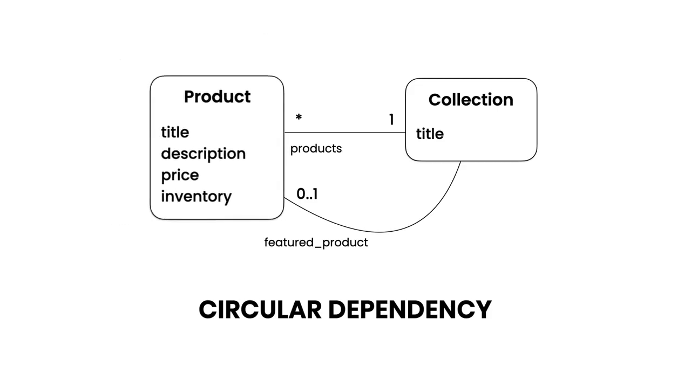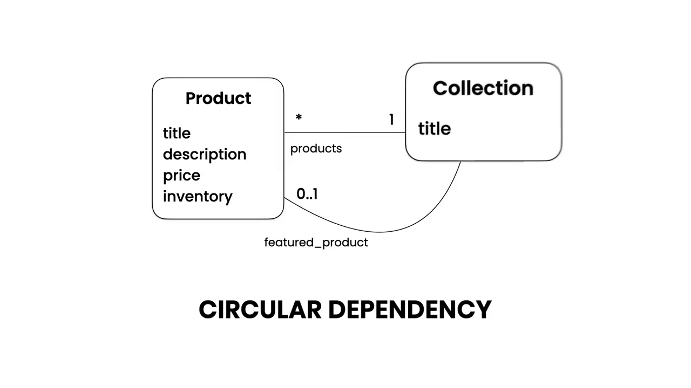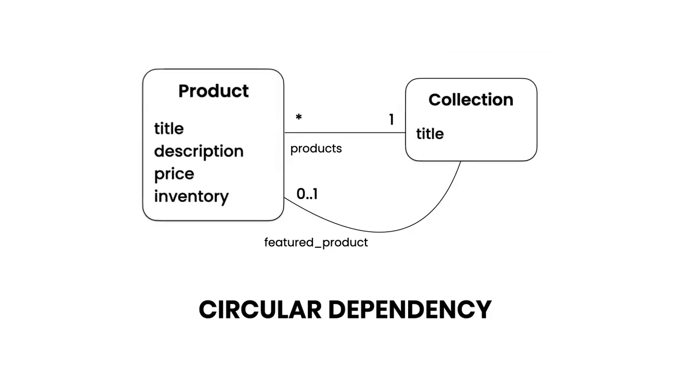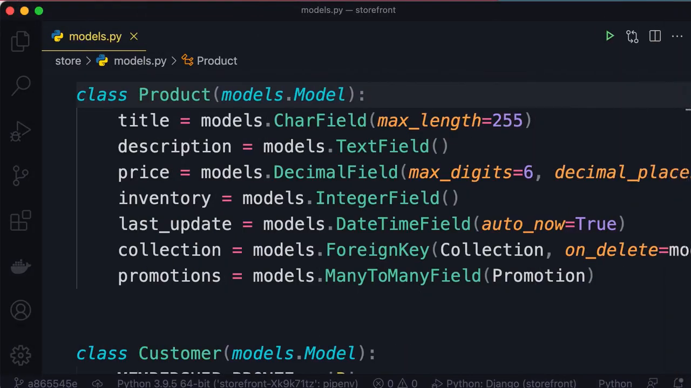So the product class is going to be dependent on the collection class, and at the same time, the collection class is going to be dependent on the product class. So let me show you how to handle this situation. So back in the code, here in the product class, we have this field called collection, which is a foreign key to the collection class. So here we have a dependency from the product class towards the collection class.